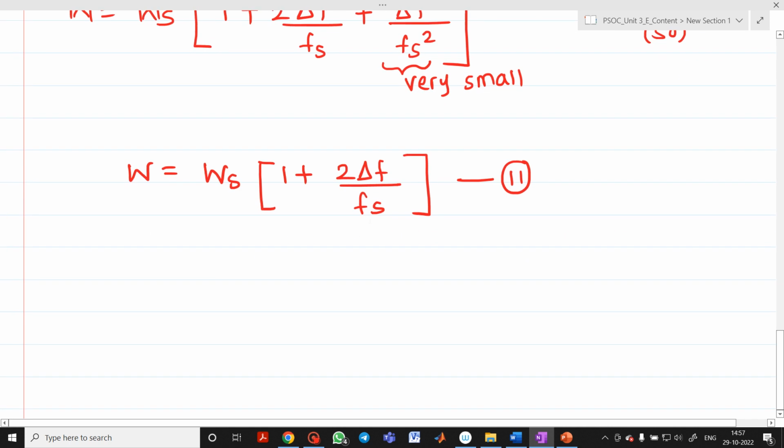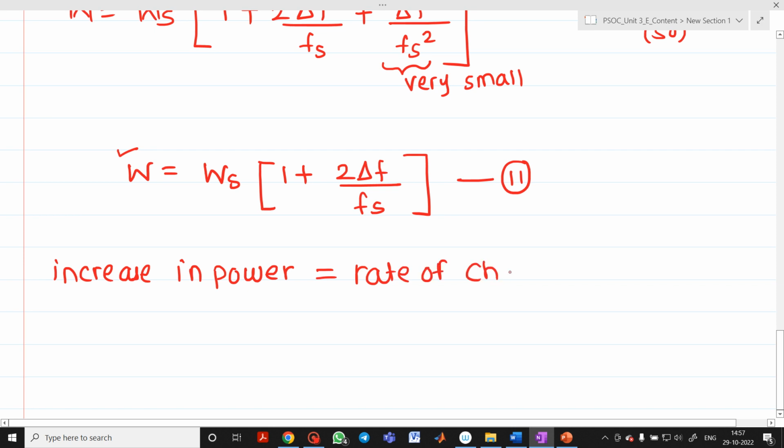Now, as I discussed earlier, for the generator load model we basically need to think about power. Already here we think about energy, and we know how to find power from the energy. So let the increase in the power be nothing but the rate of change of energy, to be precise, the rate of change of kinetic energy here.